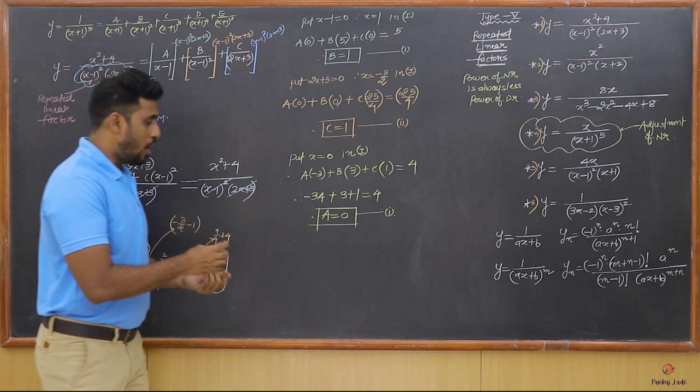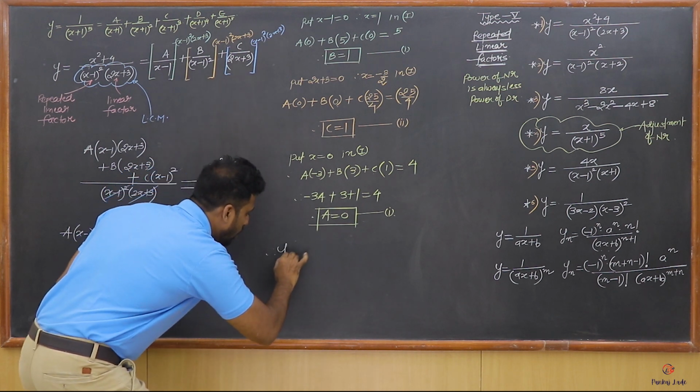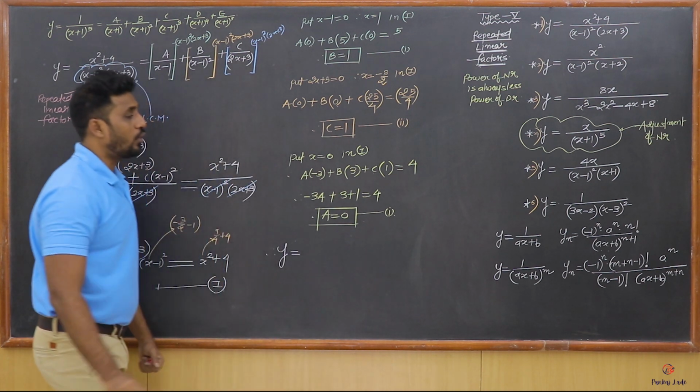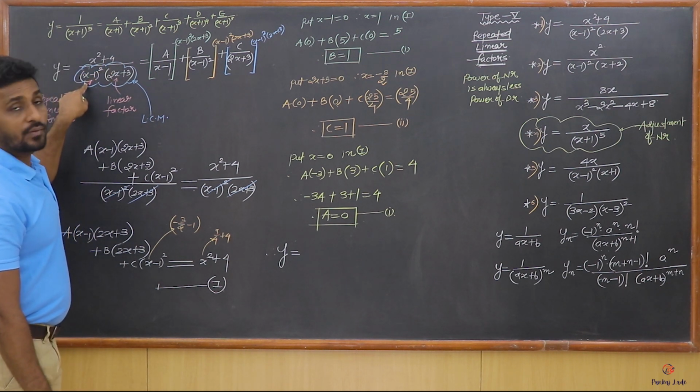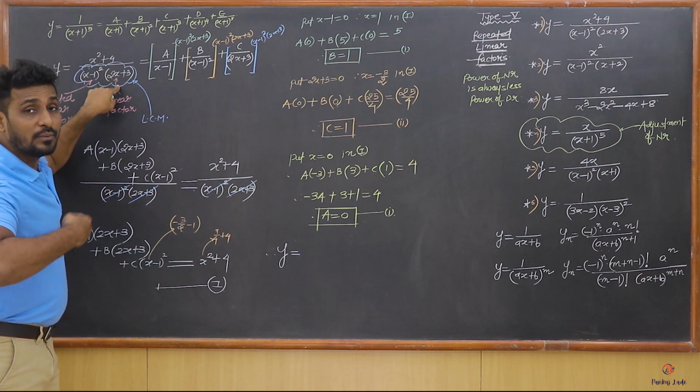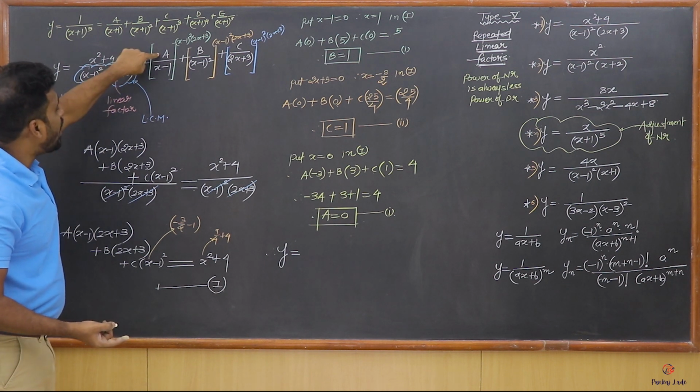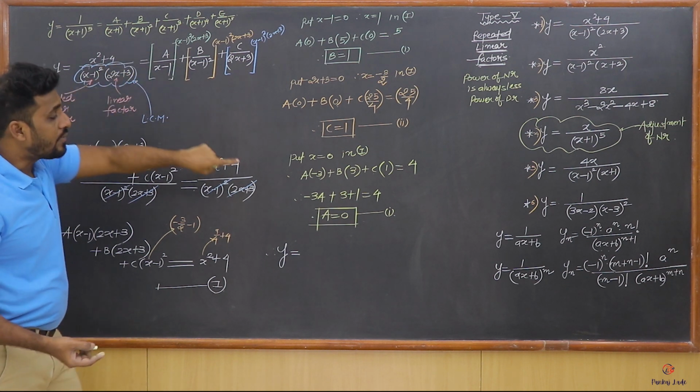That means now you are in a position to write what is y. Students, what is y then? So I'm going to write y is equal to, it was x square plus 4 upon x minus 1 the whole square into 2x plus 3, which has been simplified and written as a upon x minus 1. What is the value of a?